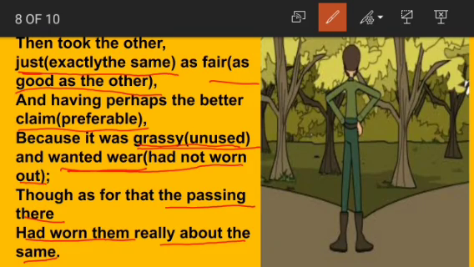Now what happened? When he walked ahead on that path, first it was grassy. He thought people did not walk on that road. But as he started walking ahead, he felt that it was also worn out. That means people had walked over that path.